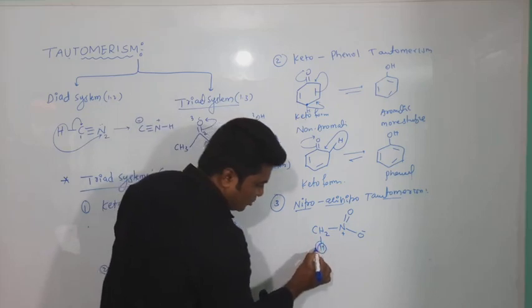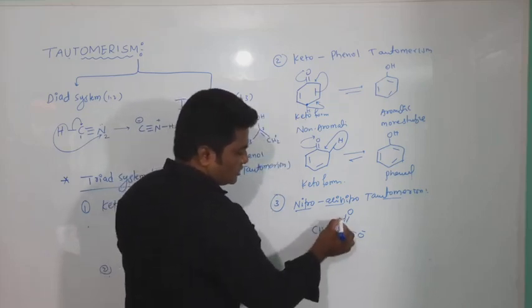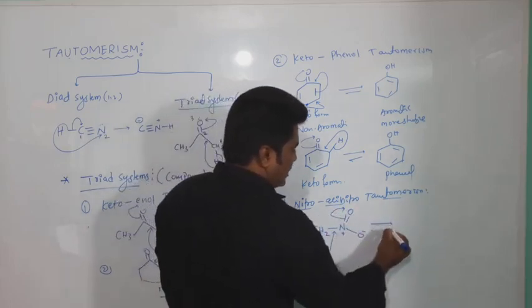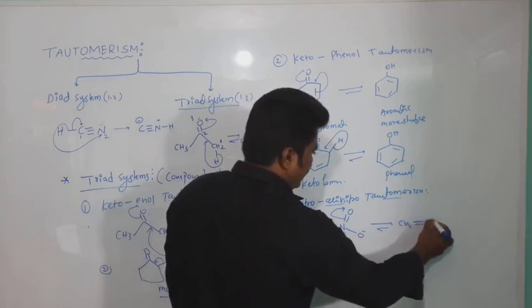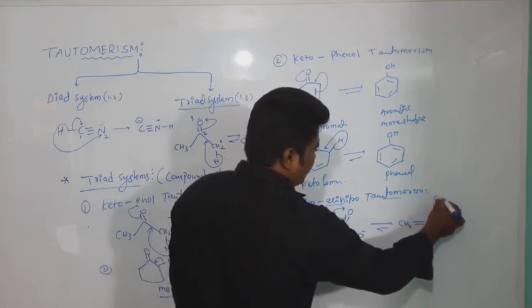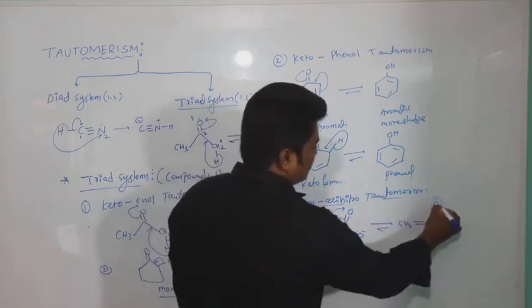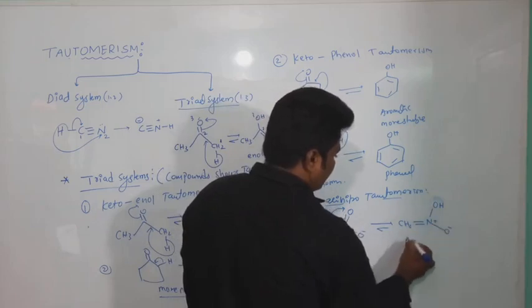This acidic hydrogen is involved in the tautomerization, resonance. Now this oxygen gets the negative charge, and that negative charge will take this hydrogen atom. Now you have CH2 double bond N, and here, sorry, not O minus, because that O minus will take this hydrogen atom. This is OH, and this is O minus. This is the aci-nitro form.